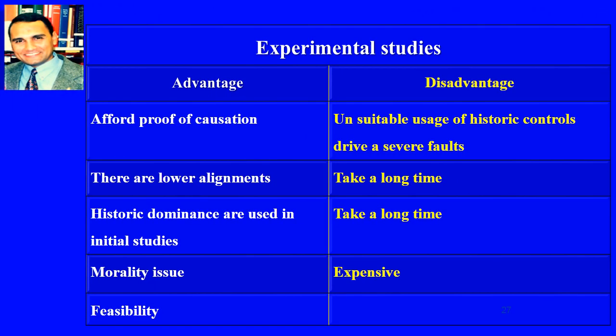If we compare the advantages and disadvantages of experimental studies, we will see that the advantages of experimental studies afford proof of causation with lower bias, and the issues are clearer and visibility is good, we can see everything. But the disadvantages are that unsuitable use of historical controls leads to severe error, and the studies take a long time and are expensive.